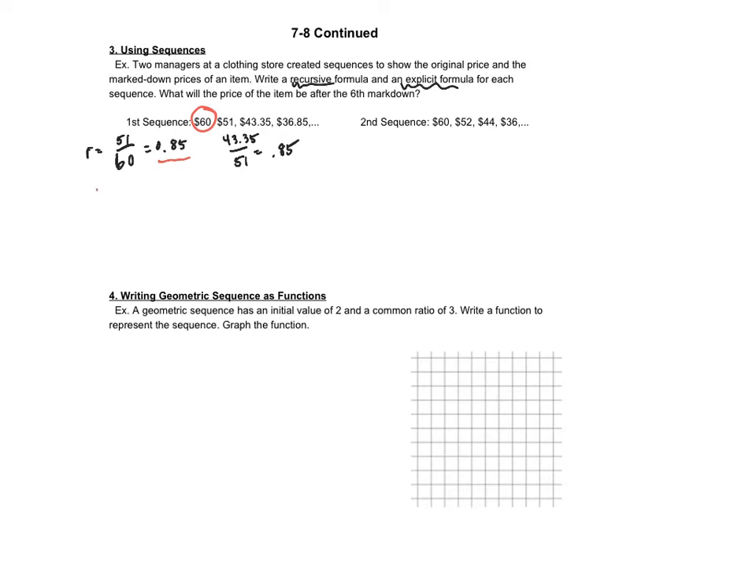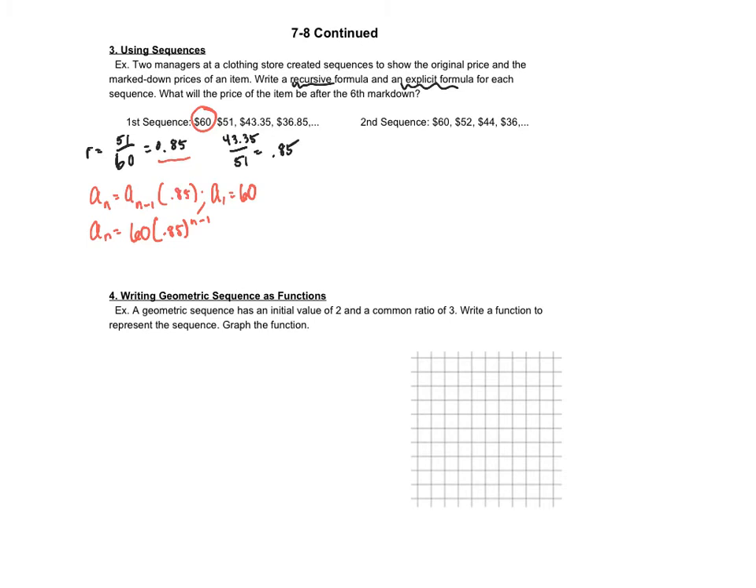So when I create the recursive formula, I'm going to have A sub n is equal to A sub n minus 1 times my R value. And of course, my first term is A1 is 60. And then I'm going to have AN is equal to A1, which is 60 times 0.85 raised to the n minus 1 power. Okay, so there we go. We've created our recursive and explicit formulas based on the sequence. And now it wants us to find, what is the price after the 6th markdown?